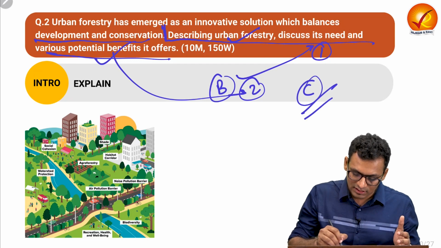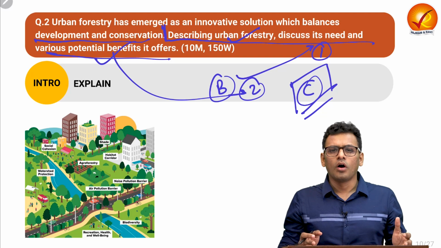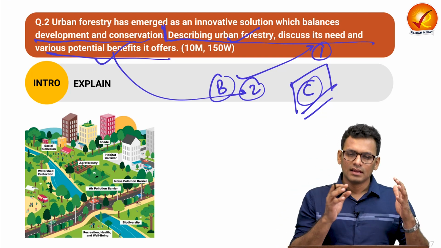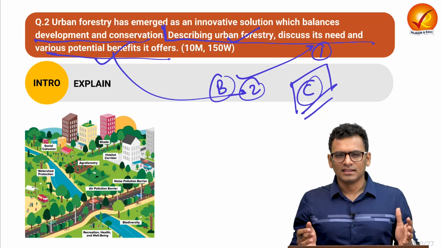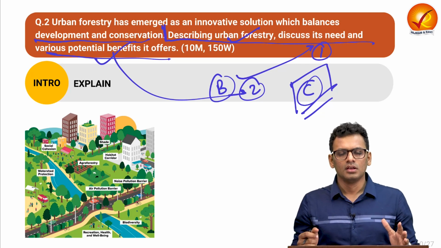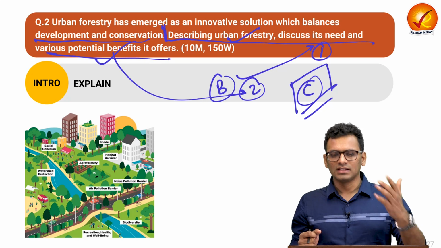And lastly, in the conclusion, you can give certain linkages with SDG, or you can also link certain historical examples where urban forestry has been witnessed and how urbanization has been closely linked with such kind of phenomena. So that is all for the structure of the question's answer. Let us start with the introduction.